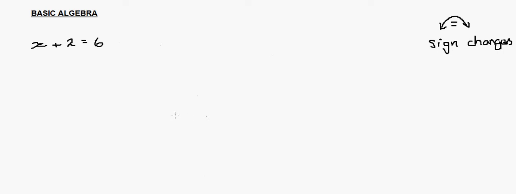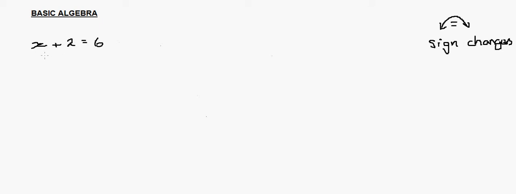Okay, so basic algebra. Now, this is a typical sort of basic algebra equation. Okay, and they'll ask you to find x. They want to find the value of x. Now, all x is a number or a value that we don't know.